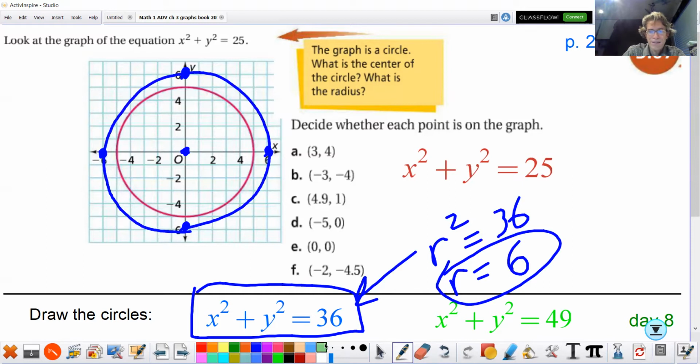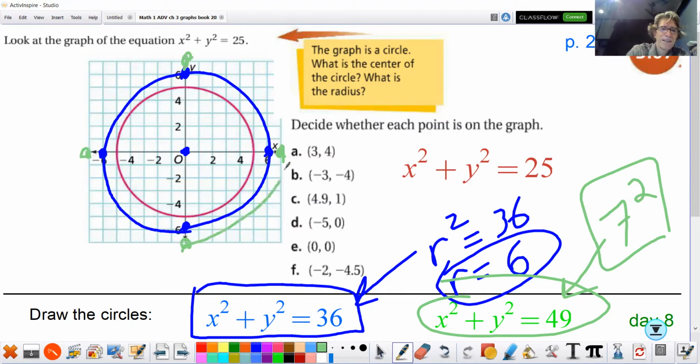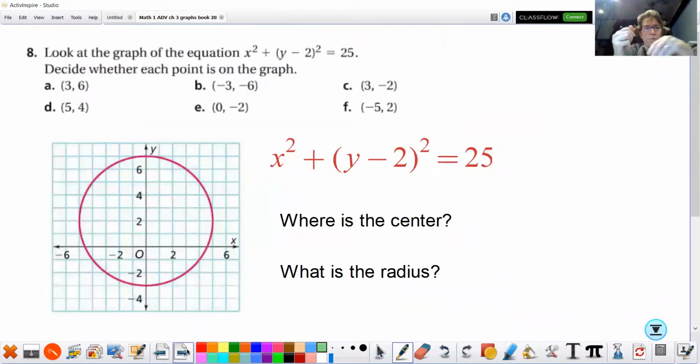And last one, of course, what would this one be? It says 49. So you're like, well, that's 7 squared, isn't it? So you would go out to 7 and 7 and 7 and 7, and make an even bigger circle, right? Pretty easy. But is every circle in the middle? You know, so let's turn the page here. Well, guess what? Sometimes the circles aren't in the middle.